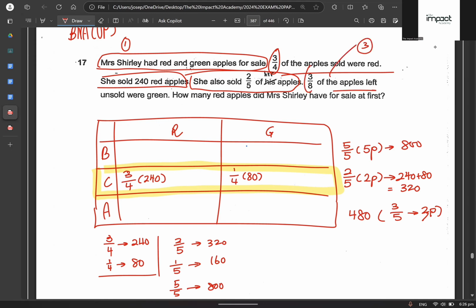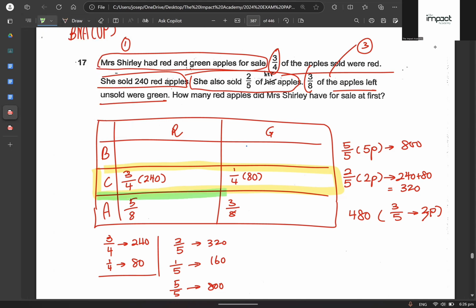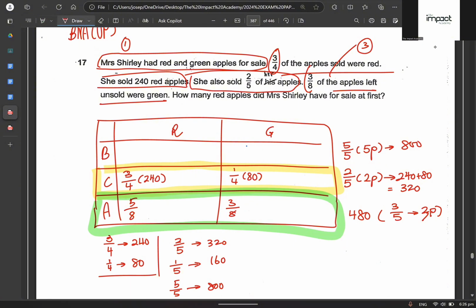3/8 of the apples left unsold were green, so this is over 3/8. This question is getting us to focus on just this part horizontally. So what we can say is 8/8. Why 8/8? Because 5/8 plus 3/8. So 8/8 is equal to how much? Then 1/8 is equal to how much? 480. Very good. 480 divided by 8 equals 60.